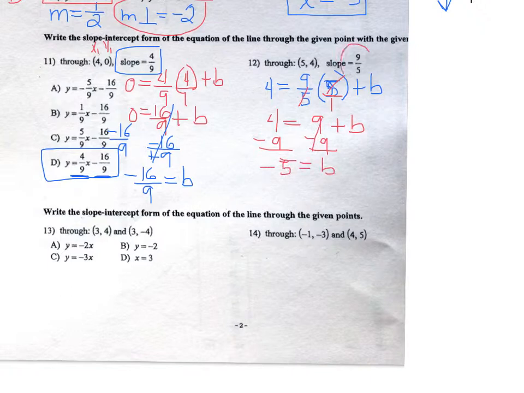And the slope is 9/5. Therefore, the equation should be y equals the slope, which is 9/5, you keep the x, and then the y-intercept, which is negative 5.